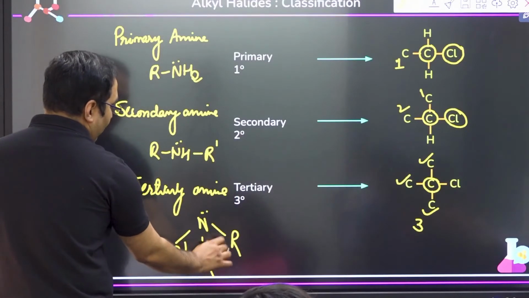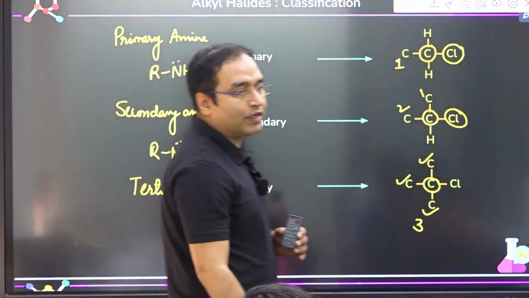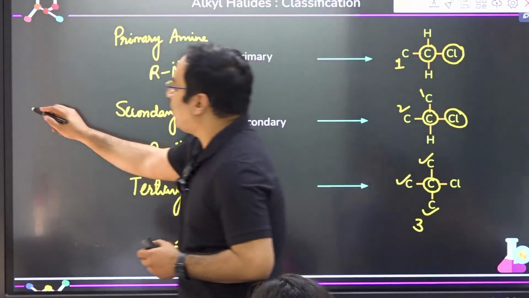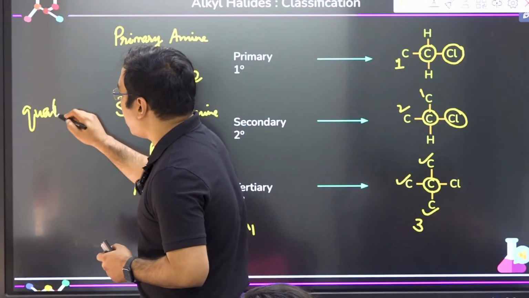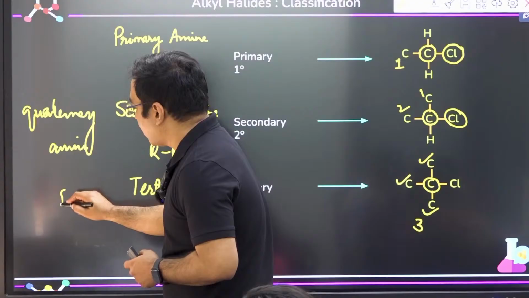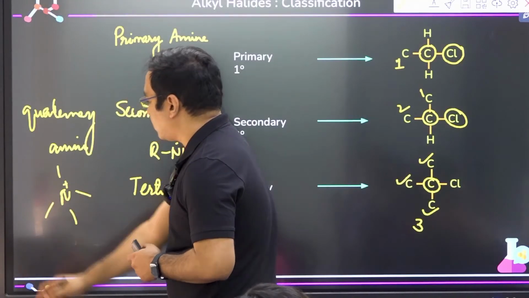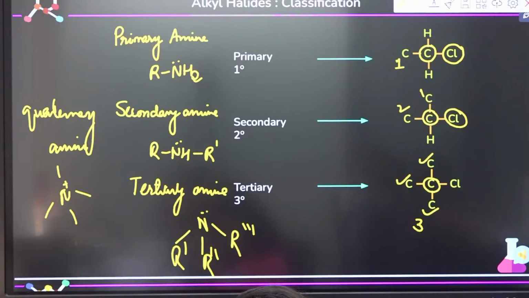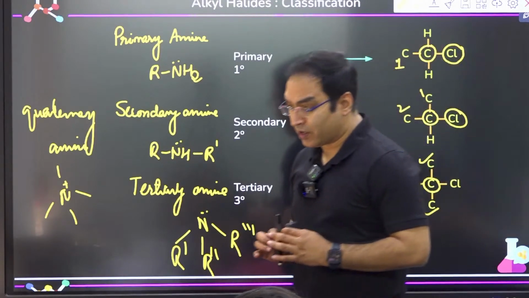It can be same, can be different, right? That is called tertiary amine. And quaternary amine, there is something called quaternary amine. N plus with 4 different groups, or 4 groups. Okay, is that clear? Any problem in this part? Primary, secondary, tertiary and quaternary is clear.